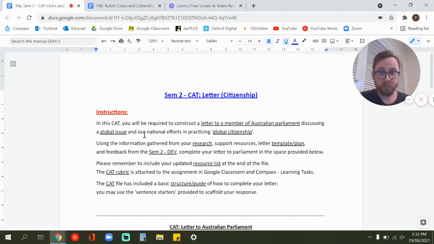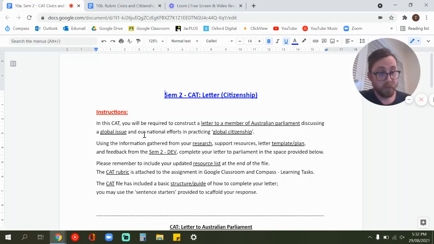However, there are a few key themes, common patterns that we can look at in terms of improving response before the CAT. So, in this CAT, you will be required to construct a letter to a member of Australian Parliament, discussing a global issue and outlining our national efforts in practicing global citizenship. So that's the title of this whole unit, really: is Australia an effective global citizen? Are we doing enough to solve these global problems? Do we need to do more? Do we need to do things differently?